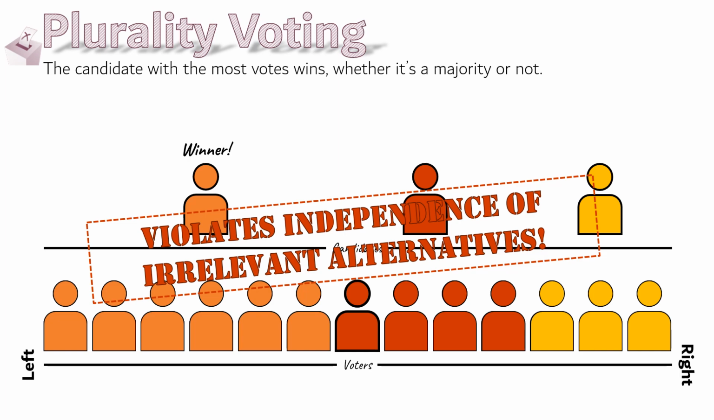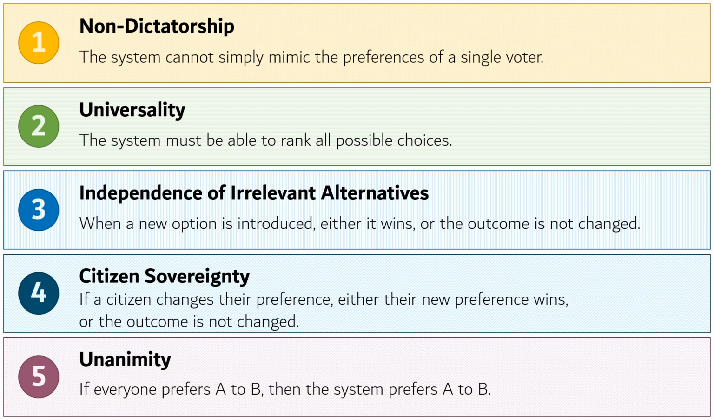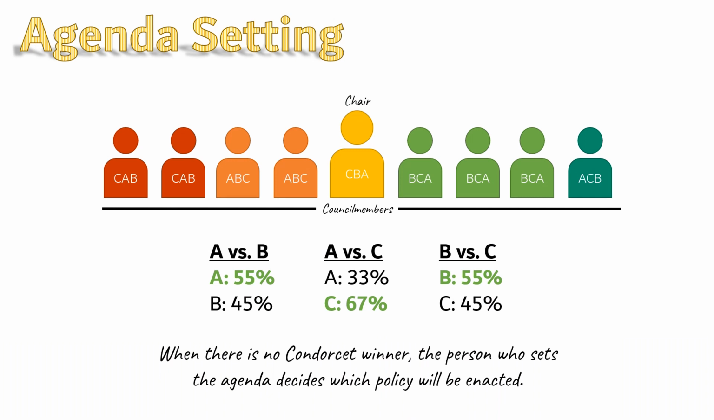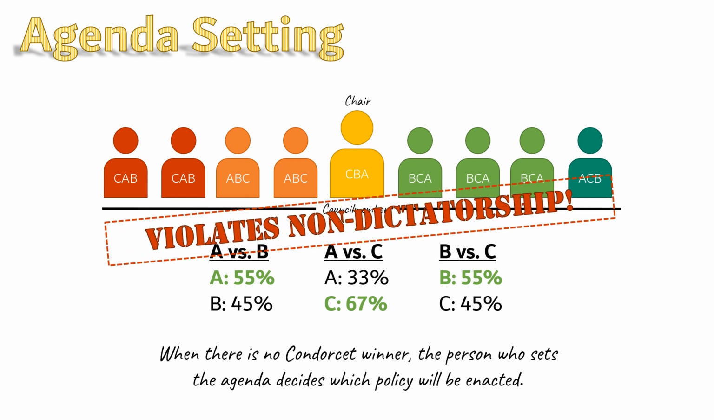candidate. Our 5 rules for a voting system lay out the properties we would like to have in the way our individual preferences are aggregated into society's preferences. Let's look at some other voting systems. When we talked about agenda setting, we found that if there's no Condorcet winner, the person who sets the agenda decides which policy will be enacted. This violates our rule about non-dictatorship. Here, the preferences of one person are all that matters in the end.